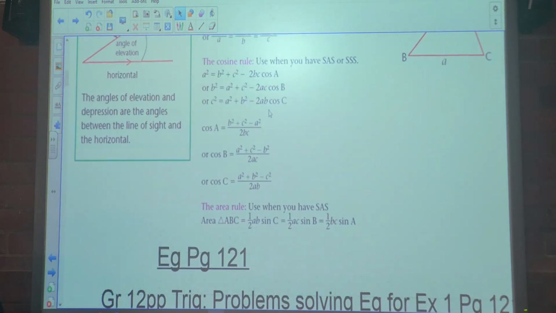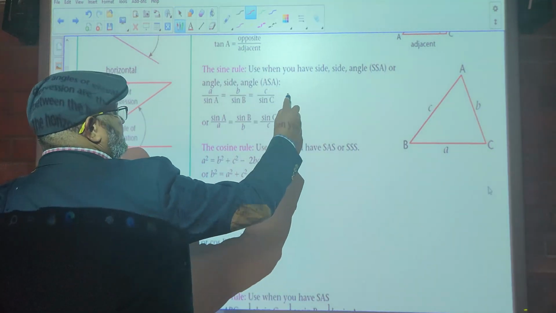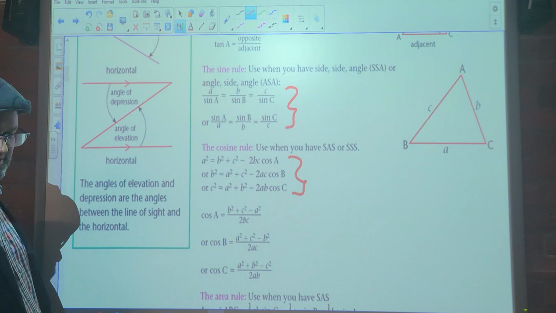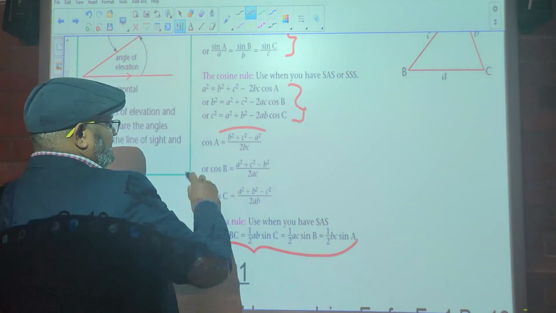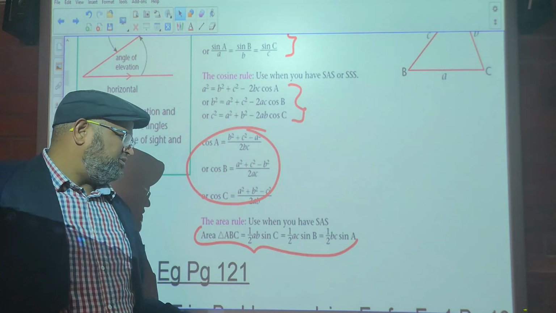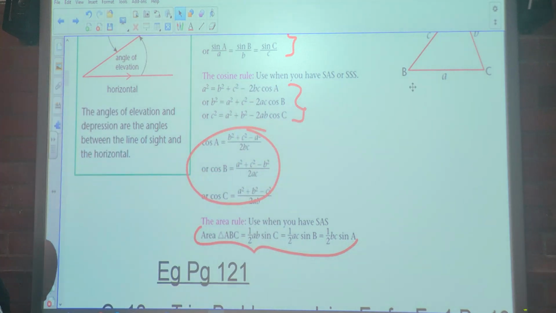People, these formulae are given on the formula sheet, this one, that one, and of course the area rule. The manipulation thereof, you would have to do yourself. If you want to memorize it, by all means, but we do the substitution and then manipulation. We don't want to remember too much.